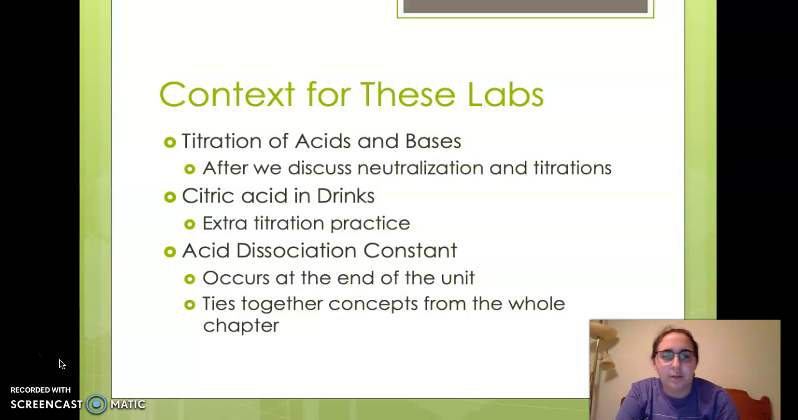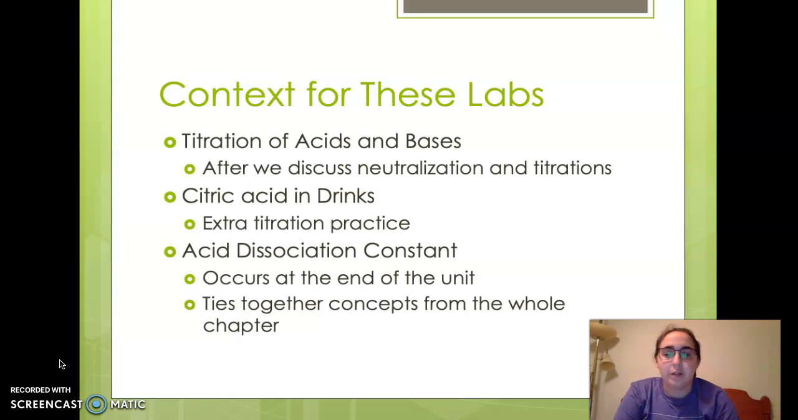So the context for these labs, they all take part in the second half of my acids and base unit. So the first lab is titrations of acids and bases. We'll do that after we discuss neutralization and how to conduct a titration. And then kind of a follow-up to that lab is the citric acid in drinks lab. So they're going to take what they learned in their original titration lab to design their own test to figure out how much citric acid is in different drinks.